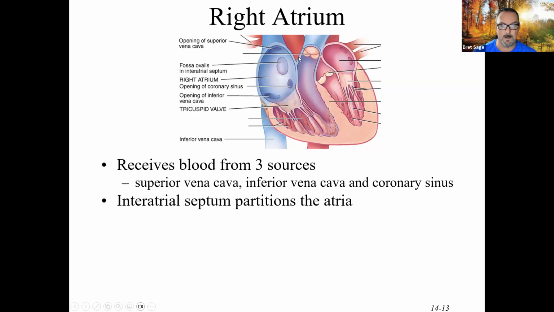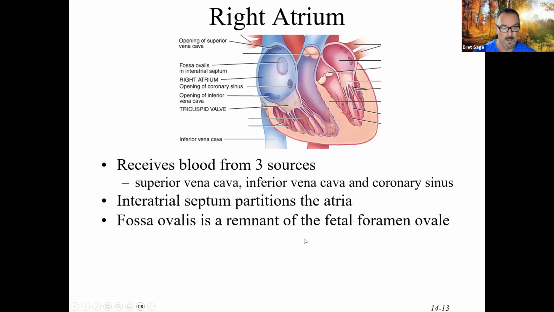The interatrial septum, which you can't really see very well, but it is shown in this blue area right here, partitions the atria after we're born. The fossa ovalis, which you see up here, this large oval here, is the remnant of the fetal foramen ovale. Now, what does that mean? It means that when we were fetuses inside of our mother's womb, this fossa ovalis was actually open, allowing left and right sides to mix.